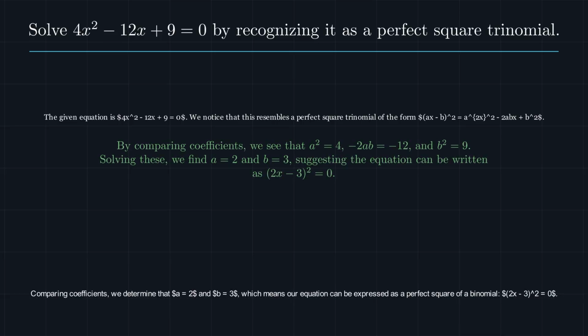Comparing coefficients, we determine that a equals 2 and b equals 3, which means our equation can be expressed as a perfect square of a binomial, (2x minus 3) squared equals 0.